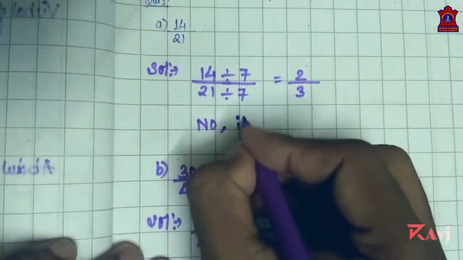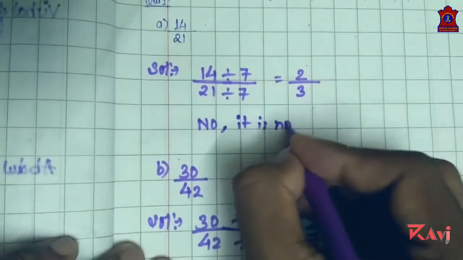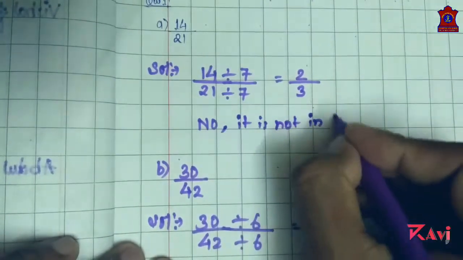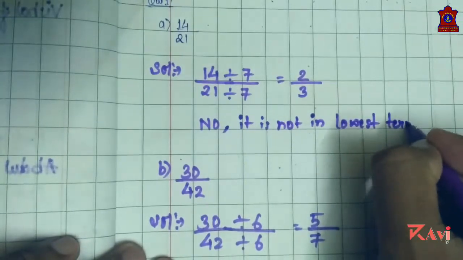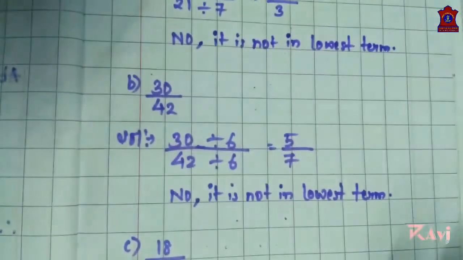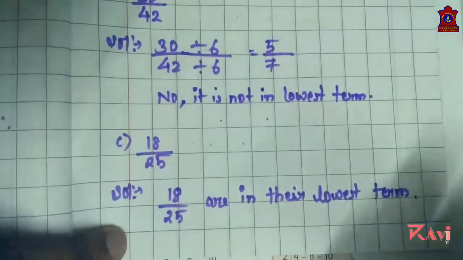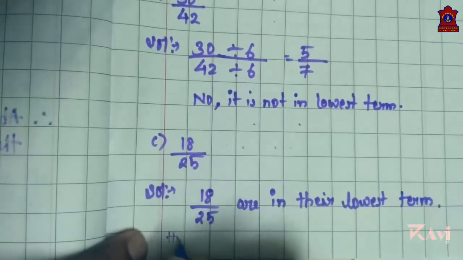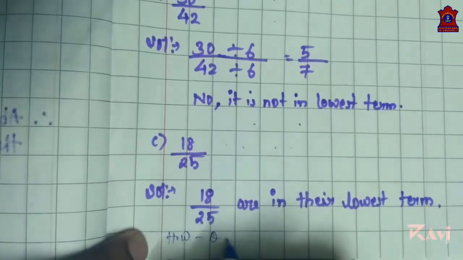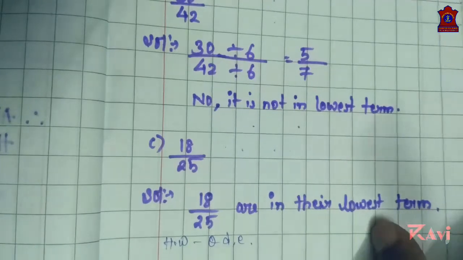Clear? So like this, you have to find out the other two questions also. Clear? So you will be doing question number D and E for practice. Clear? Now let's move to question number 2.